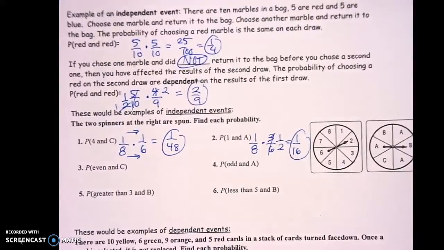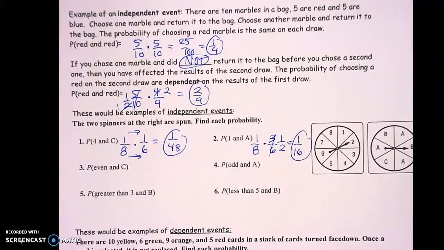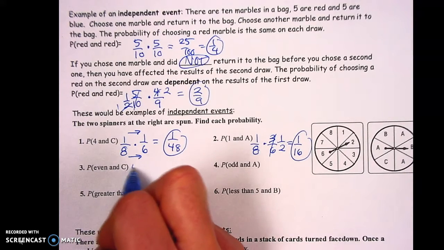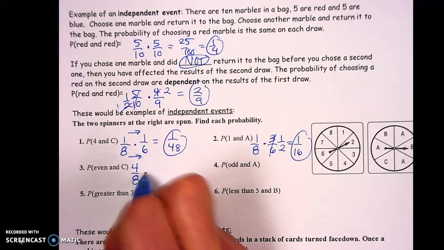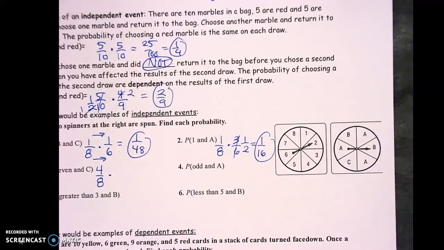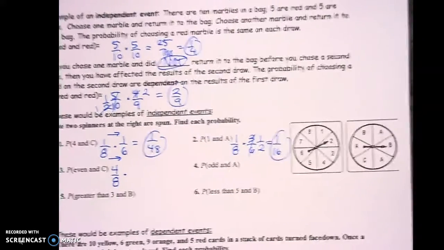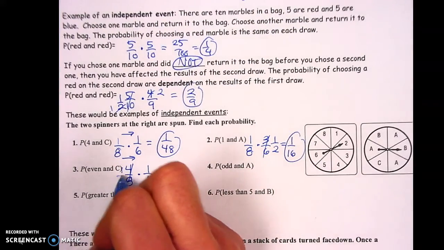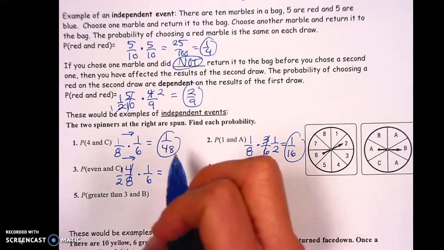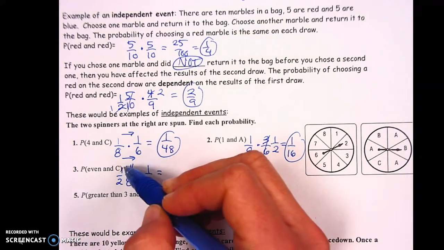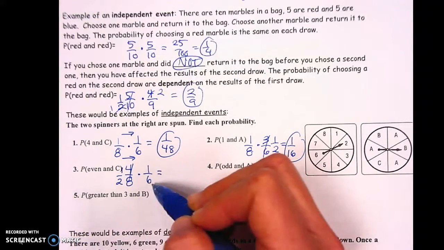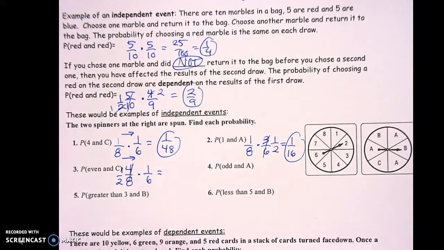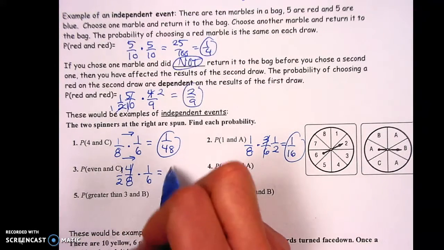Number 3, what's the probability of spinning an even? Well, how many numbers out of those 8 are even? Half of them, so 4/8. And how many C's do we have? 1 out of 6. Go ahead and simplify. Remember, when you simplify, you can do any numerator with any denominator. So I'm just deciding to reduce the first fraction by itself.